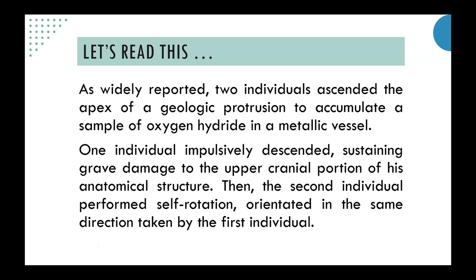So let's say we do this, right? Let's say we do this. If I were to tell you a few of these keywords, I'm sure you will know what it meant. As widely reported, two individuals ascended the apex of a geologic protrusion. Two individuals mean two people. Ascended means climb up. The apex of a geologic protrusion. Apex means the top. Geologic protrusion could be a mountain, could be a hill, all right? To accumulate together, to compile, a sample of oxygen hydrate, water, right? In a metallic vessel, in a pail, right? Can you guess what it is now?